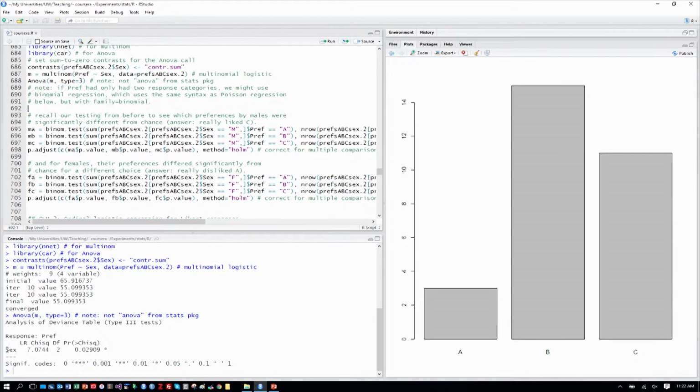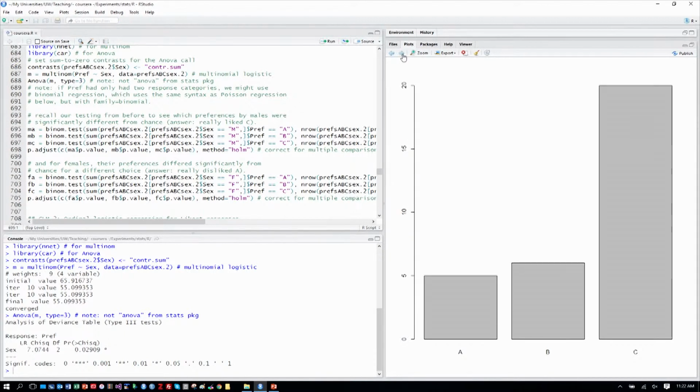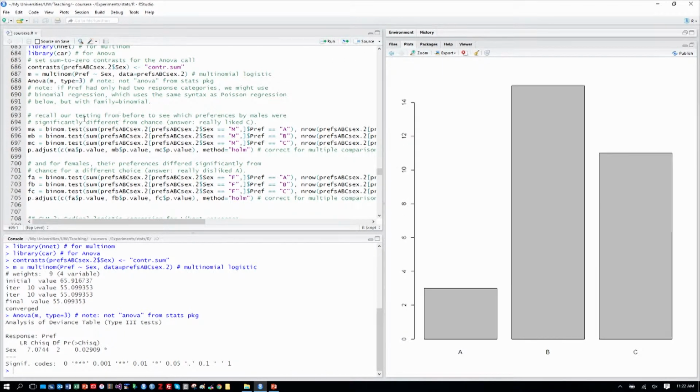So in our result here, we have the omnibus or overall result showing a chi-squared statistic with 2 degrees of freedom. And we see a significant p-value less than 0.05. So that's saying that sex did, in fact, affect the preference distribution that we have in our data. And we've just seen that with our plots. Clearly, by sex, we see differences between these two graphs.